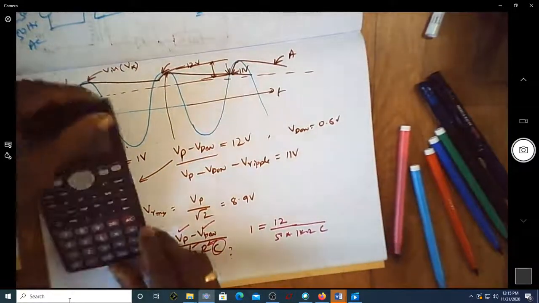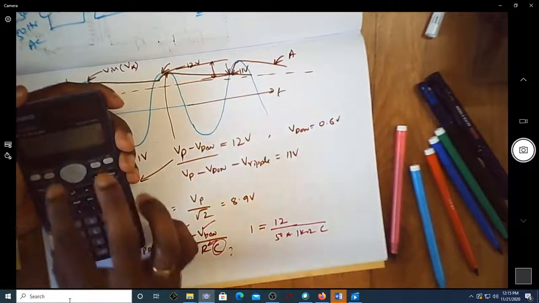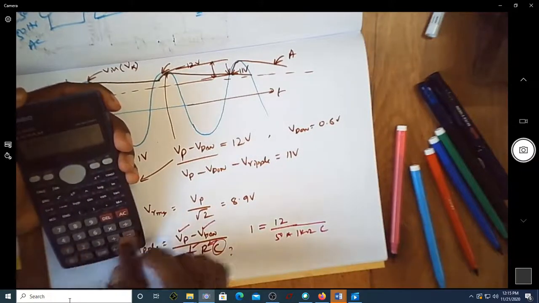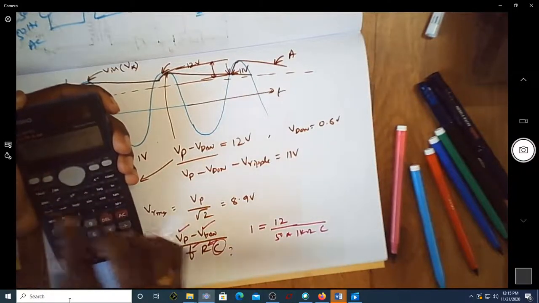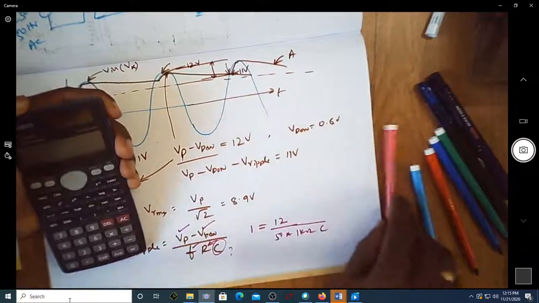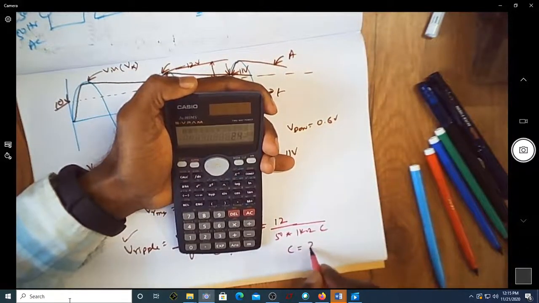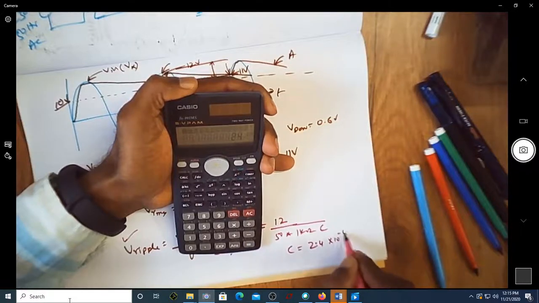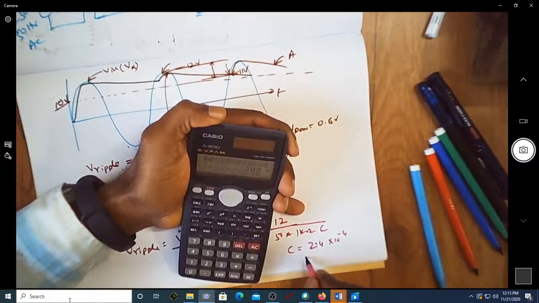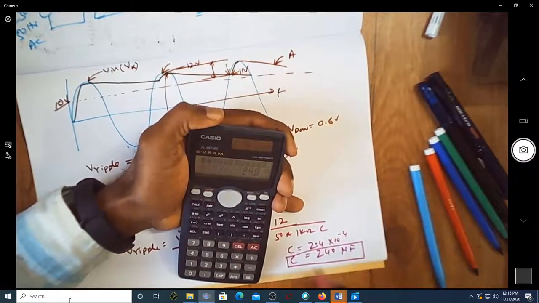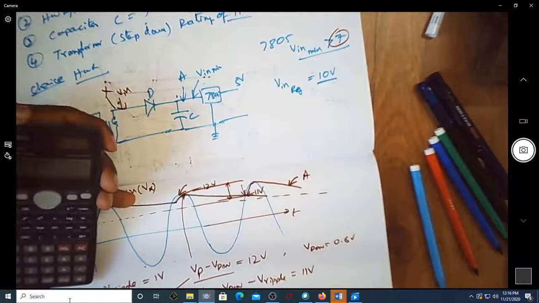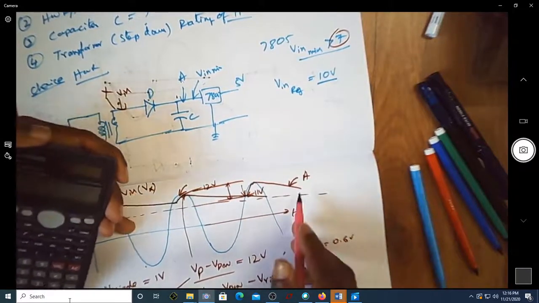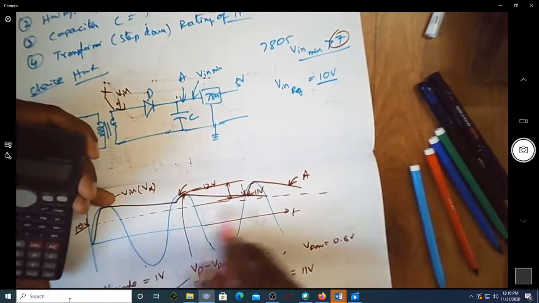So if you find the value of C using this equation, 1 equals 12 divided by 50 into 10 to the power 3 into C. The value of C comes out to be 2.4 into 10 power minus 4, or you can write it as 240 microfarad. This is the value of C. If the value of C is 240 microfarad and the rating of the transformer is 8.9 volt RMS, then it is guaranteed to get the output voltage, which is constant at 5 volt.